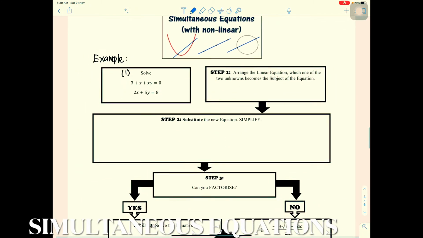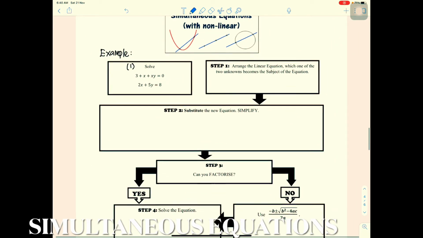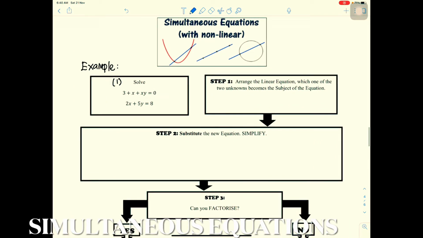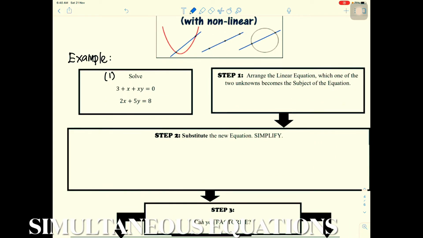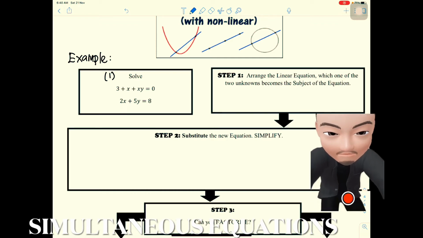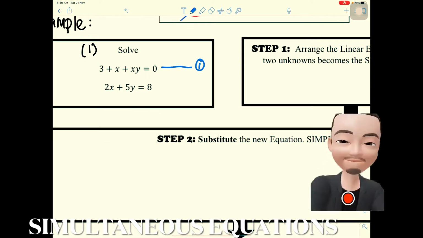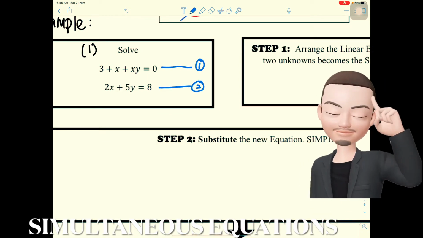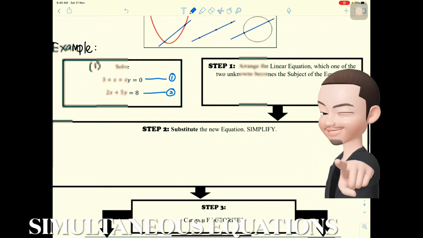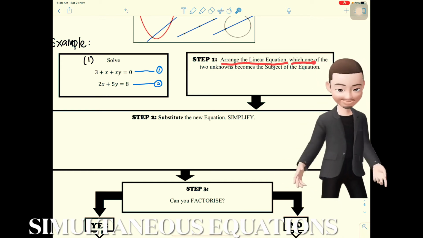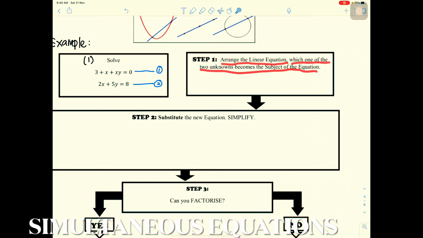By using the flowchart method, we will discuss and solve the simultaneous equation. So this is the example question. First step, name the equations as equation 1 and equation 2. Step 1: arrange the linear equation so that one of the two unknowns becomes the subject of the equation.